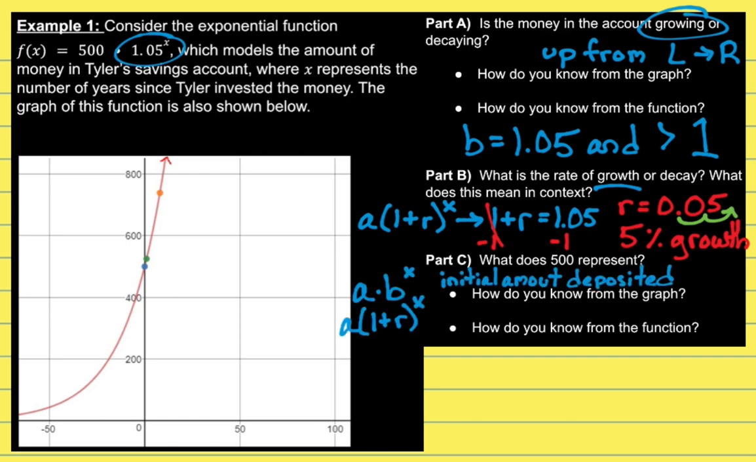Part C asks for what the 500 represents, and how do you know from the graph? Well, the 500 is the initial amount, because on the graph, it's the y-intercept. The initial value is always the y-intercept. We would also know from this function that because the 500 is in the position of the a term, it is the initial value.